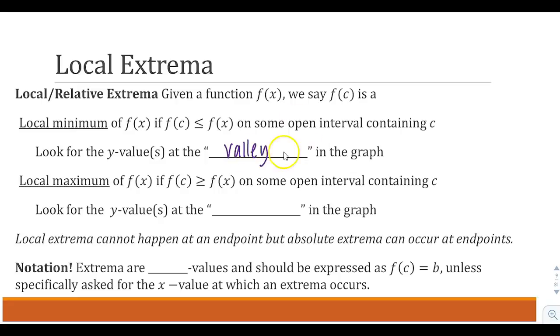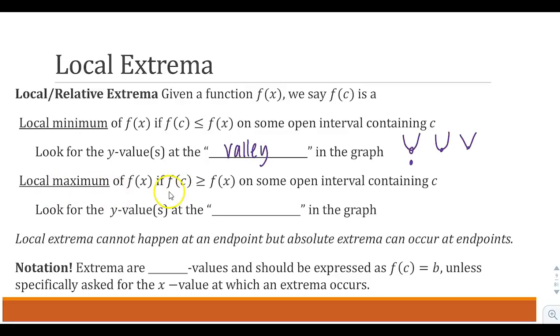They can also occur at those weird places that we saw before, where I had a hole in the graph and then I had this point below, or just any typical valley. That's when I would have a local minimum down here at this point.